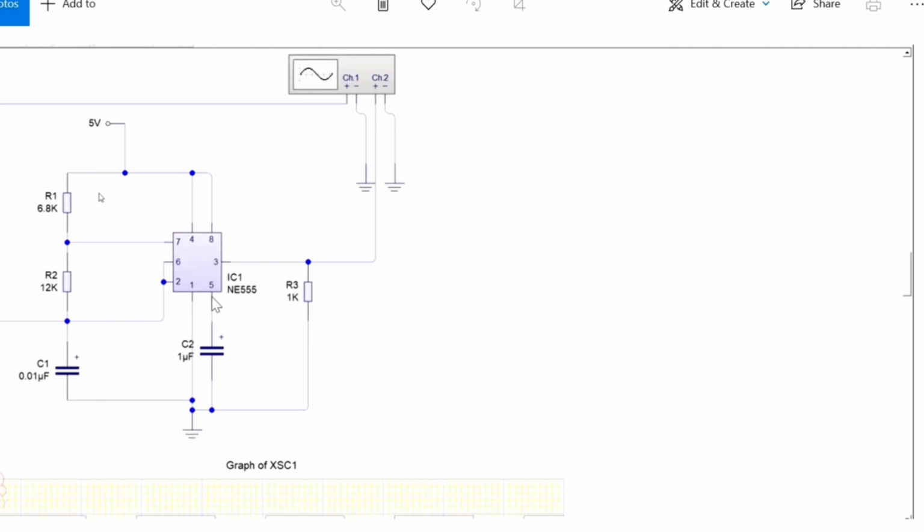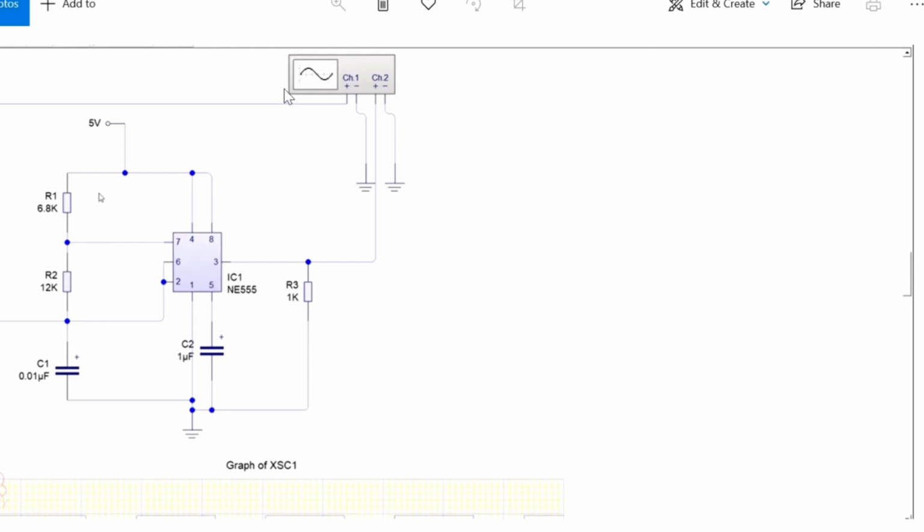Pin 5 is the terminal which is connected with a 1 microfarad capacitor, and the output voltage is measured through terminal 3, where a 1 kilo ohm resistor is connected between the third terminal and the ground. Now we need to find two waveforms: the output waveform, the clock pulse, and the capacitor charging and discharging waveform.